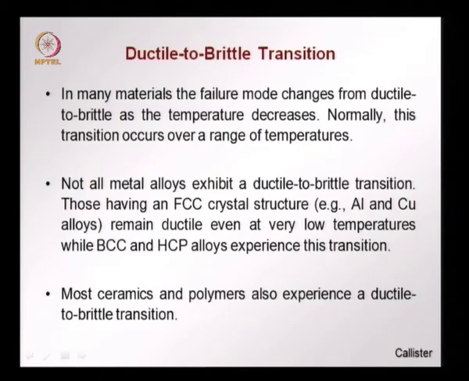In metals, we find that FCC crystal structured metals, for example aluminum and copper, remain ductile even at low temperatures; that is, there is no ductile to brittle transition over a very large range for FCC metals, while BCC and HCP alloys experience this ductile to brittle transition. So it occurs in different ways in different metals, not all of them are the same. This is the reason why we have to study and examine when the ductile to brittle transition occurs. We also find that some ceramics and polymers also experience a ductile to brittle transition.